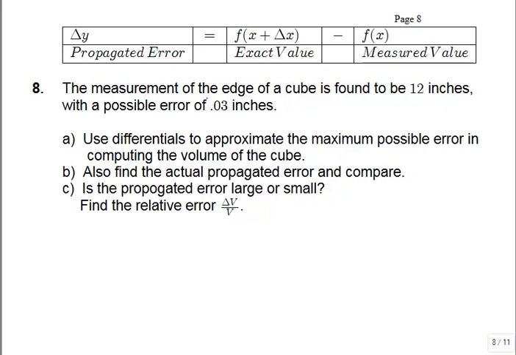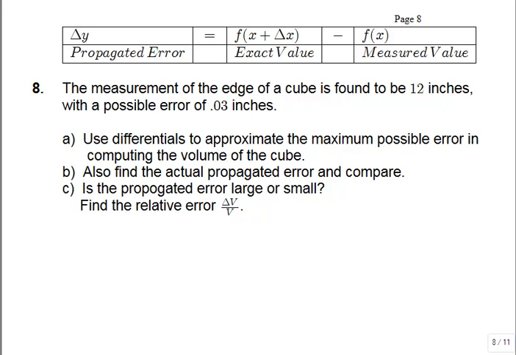So here's an example. The measurement of the edge of a cube is found to be 12 inches with a possible error of 0.03 inches. Use differentials to approximate the maximum possible error in computing the volume of the cube. We're also going to find the actual propagated error and compare, and then we're going to see if the propagated error is large or small, and we're going to find the relative error, change in V over V. Okay, so there's a lot of stuff going on here. Let's first write down some of the things that we know.